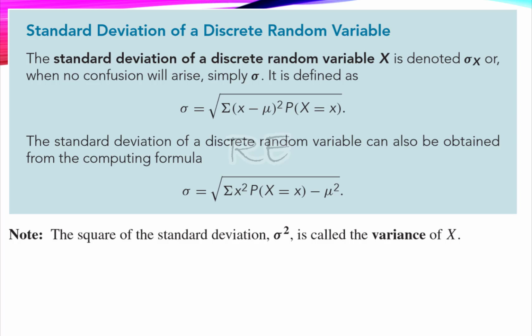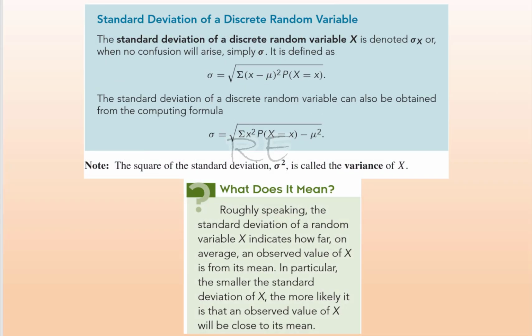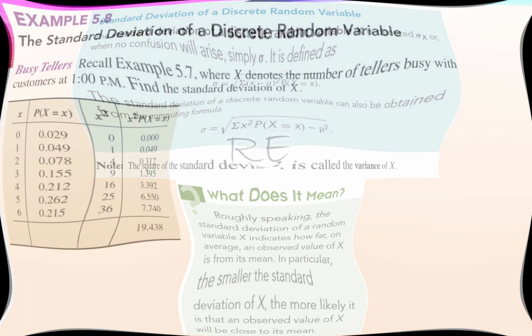The standard deviation of a discrete random variable is similar to the standard deviation of sample data. It's the square root of the sum of each particular deviation squared multiplied by its probability. Now, the computing formula is even easier. It's the sum of the square of each value multiplied by its probability, minus the mean squared. It means the same thing as before. It indicates how far on the average an observed value of x is from the mean. The smaller, the closer to the mean.